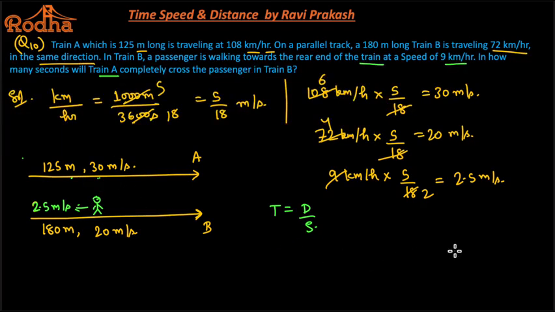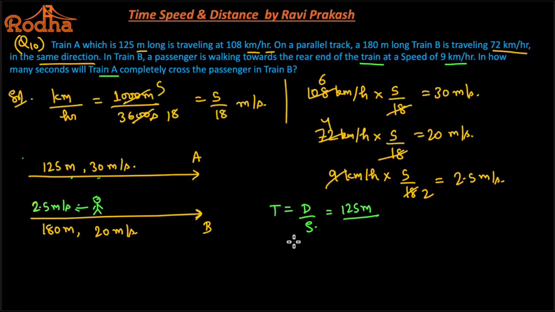Suppose there is a person here. First you will see train A like this, and then train A completely crosses, like this. That means he has completely seen the length of train A. That means it has to cover the complete length of train A. What is the complete length of train A? It has to cover 125 meter.